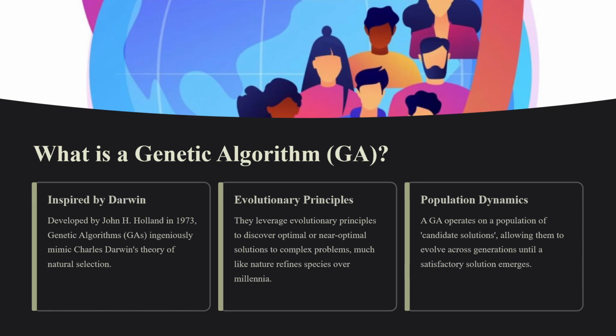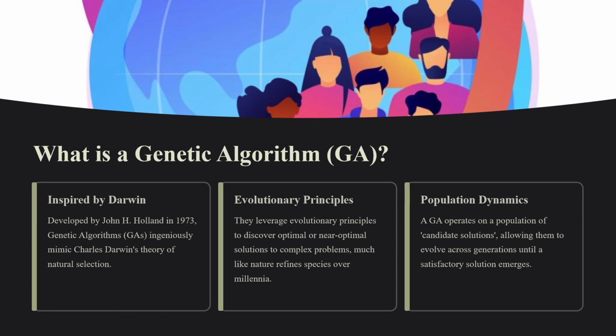So, to understand genetic algorithms, let's start with the basics. Genetic algorithms are inspired by Charles Darwin's theory of natural selection, where only the fittest survive and evolve. They were developed by John Holland in 1973. In a genetic algorithm, instead of living organisms, we work with candidate solutions, which evolve over generations.